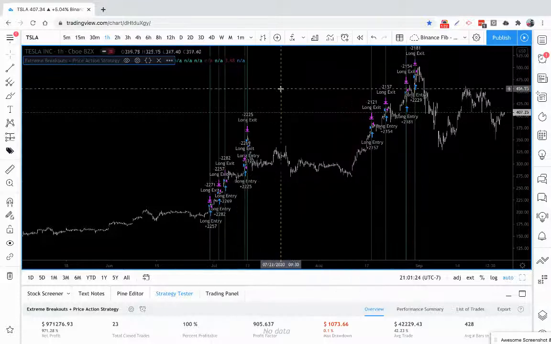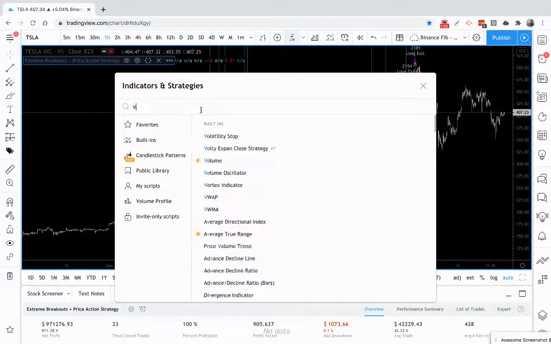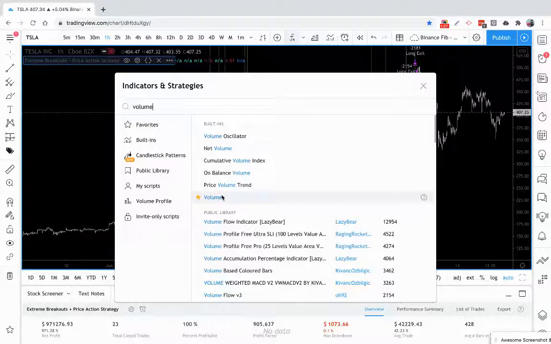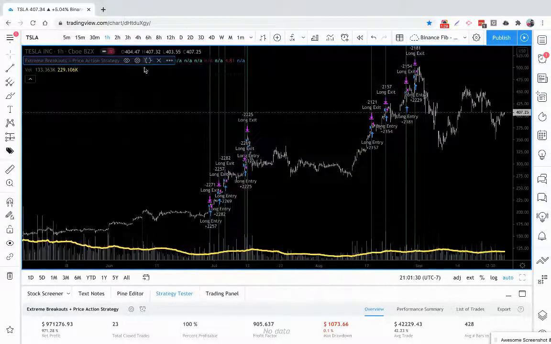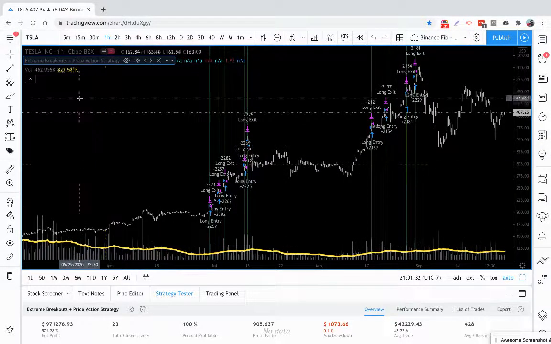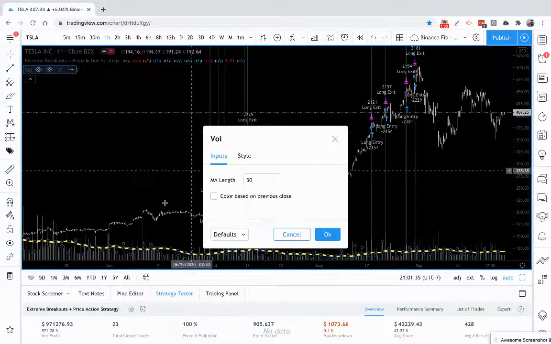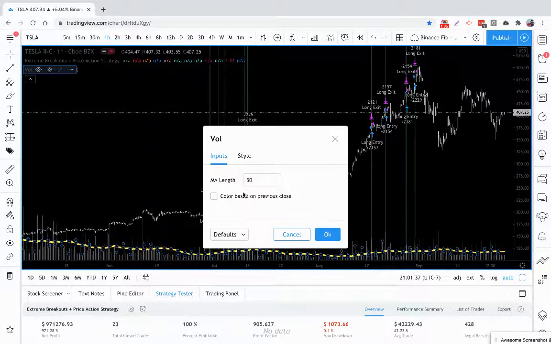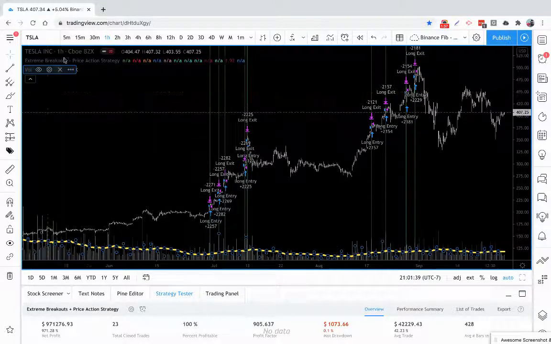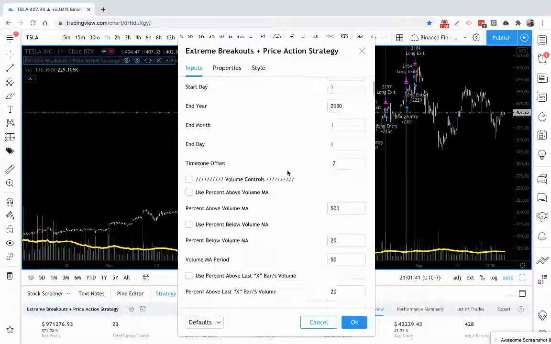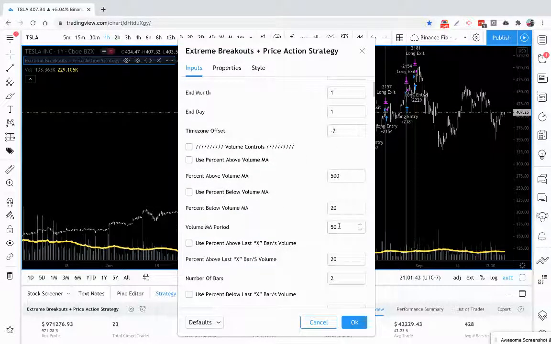And just to show you visually, if we put a TradingView volume indicator on the screen, here we have our volume, and this yellow line is the volume moving average. Right now it's set at 50 by default. So let's match that real quick, which we have matched. Now you can see visually what's happening.